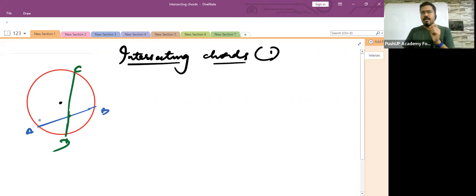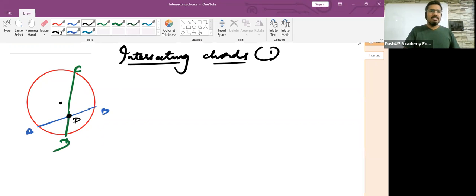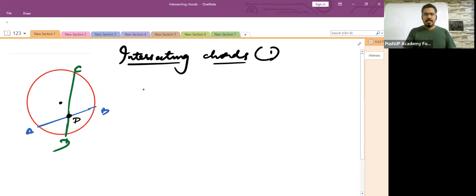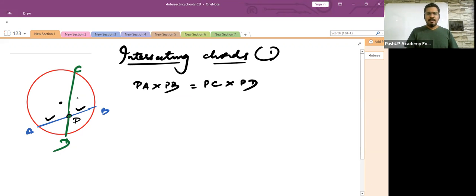So in such a scenario, when two chords are intersecting each other, say for example at this point P, do you know what result is derived out of this? The result that we can derive is the product of PA and PB will be equal to the product of PC and PD. As simple as that. Children, PA is this, PB is this. That is equal to PC and PD.